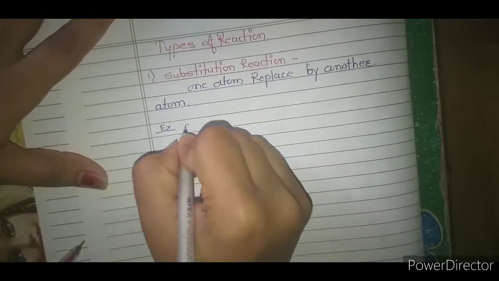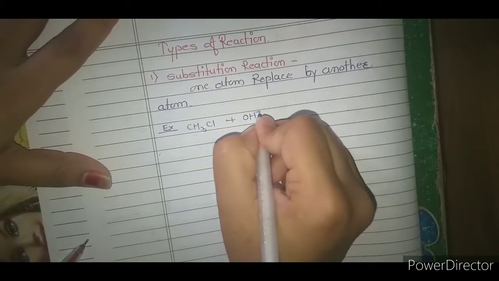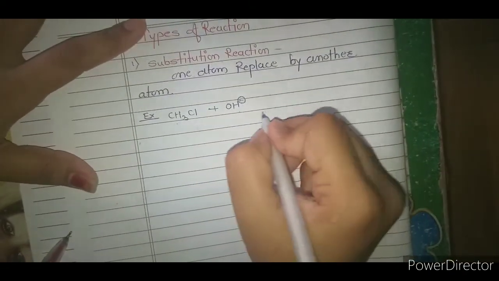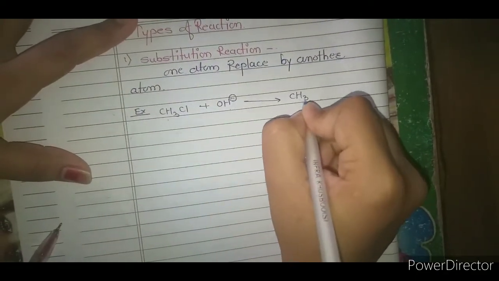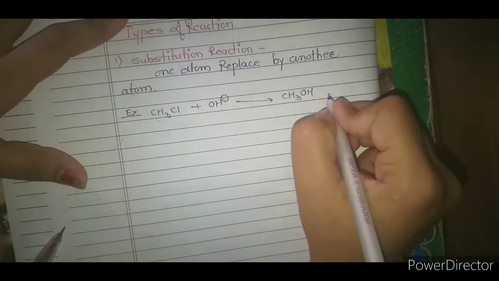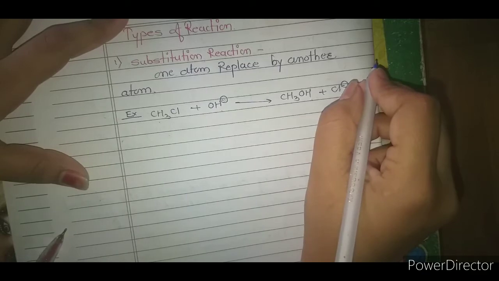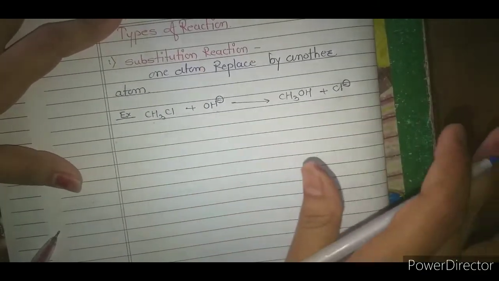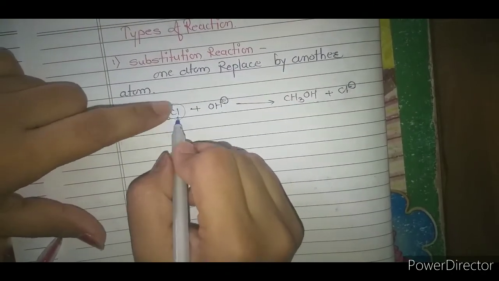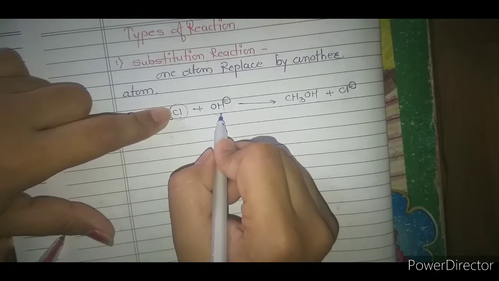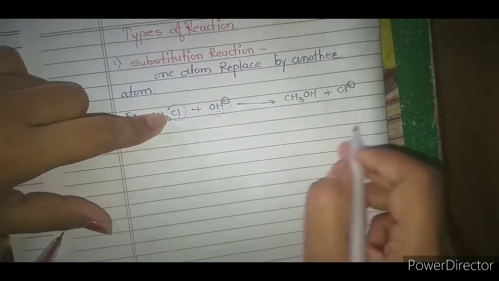So take an example of substitution reaction. It is your methyl chloride. It reacts with NaOH or any base. It forms methanol and the chlorine is removed. So what happened in this reaction? This chlorine is substituted with hydroxyl ion. So this hydroxyl ion takes the position of chlorine and chlorine is replaced.